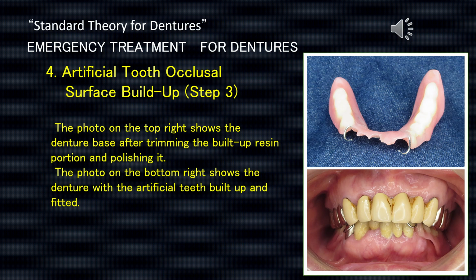4. Artificial tooth occlusal surface buildup. Step 3. The photo on the top right shows the denture base after trimming the built-up resin portion and polishing it. The photo on the bottom right shows the denture with the artificial teeth built up and fitted.